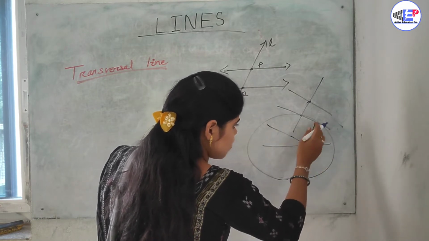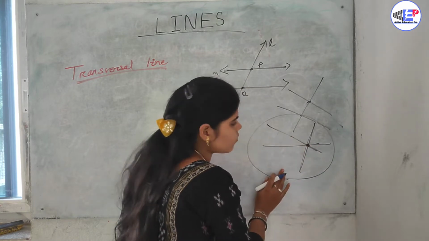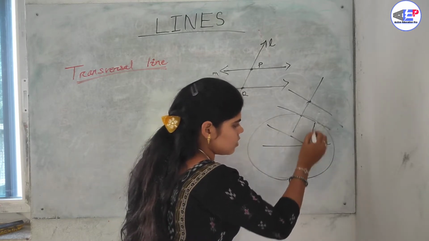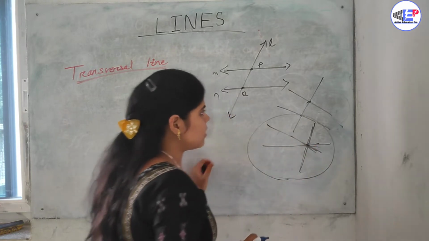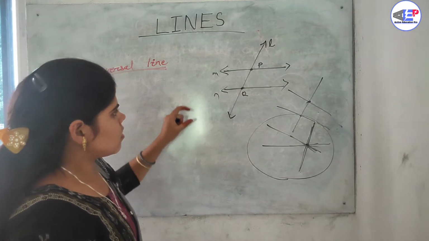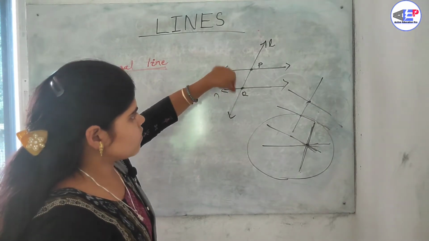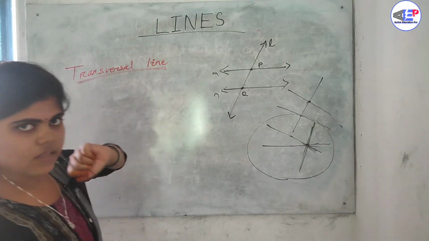And this one in this image is intersecting lines, because all these three lines have a common intersecting point. This is the common intersection point. The point of intersection is common for all these three line segments. So this is an intersecting line and this is a transversal line. Next we will study the different types of angles made by this transversal line and parallel lines.